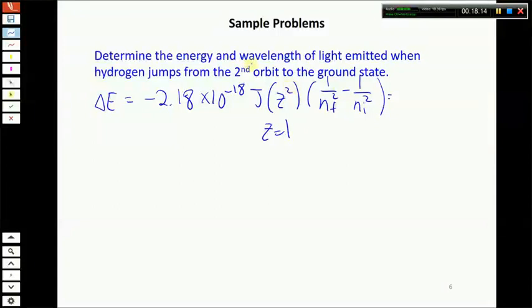When we say second orbit, that's a fancy way of saying N equals 2, and that's where it's starting from, so our initial value of N is 2. And then we go to the ground state. Now, what value of N does the ground state refer to? Whenever we see the words ground state, that means N equals 1, so the final value of N is going to be 1. So we have 2 and 1 as the two values of N, pretty much the simplest situation we can have, and we put these into this equation.